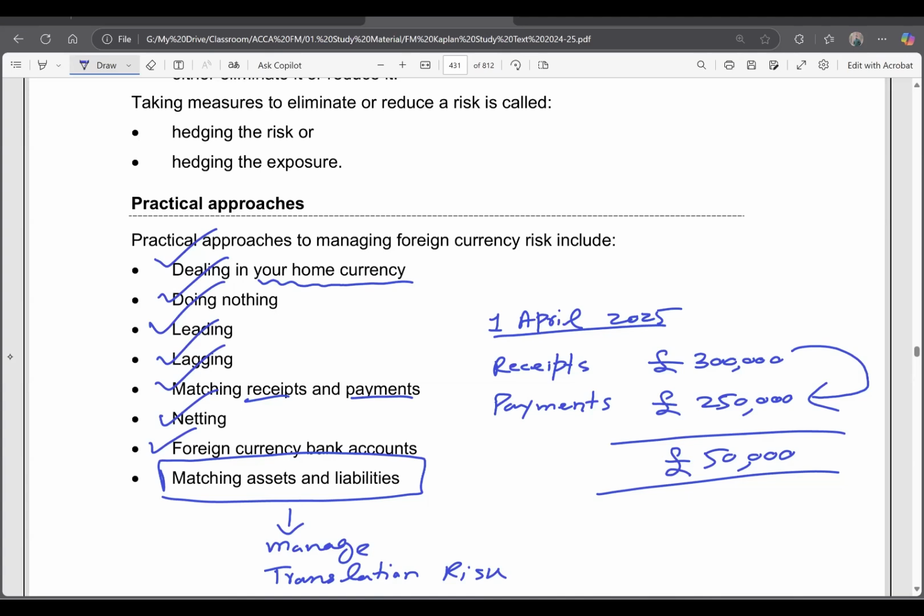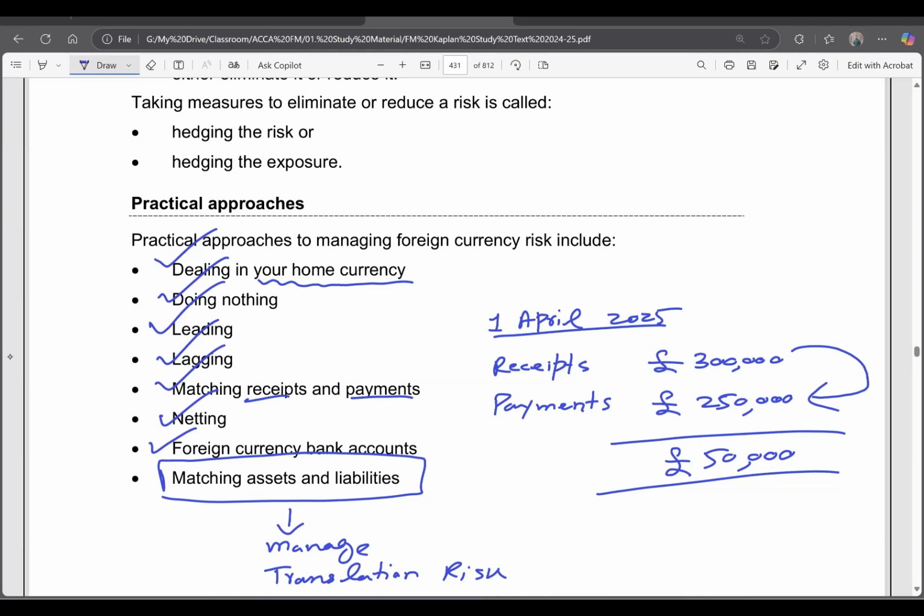Why? Look, if the exchange rate decreases or increases, what will happen? If your asset value drops, your liability value will also drop. They will offset each other. If your asset value increases, the liability value will also increase and offset it. So the net impact will be zero. So it will not impact your consolidated financial statement. You agree or not? So that's the way that you can use.